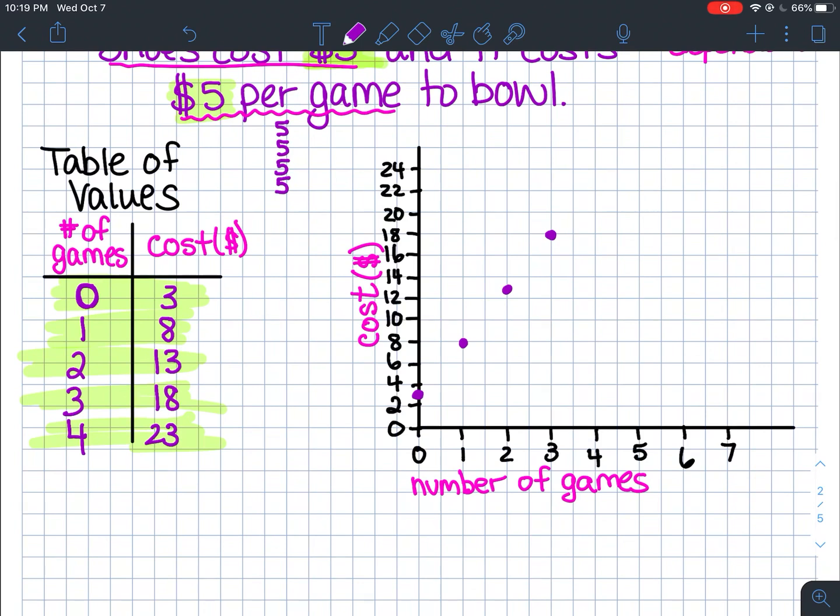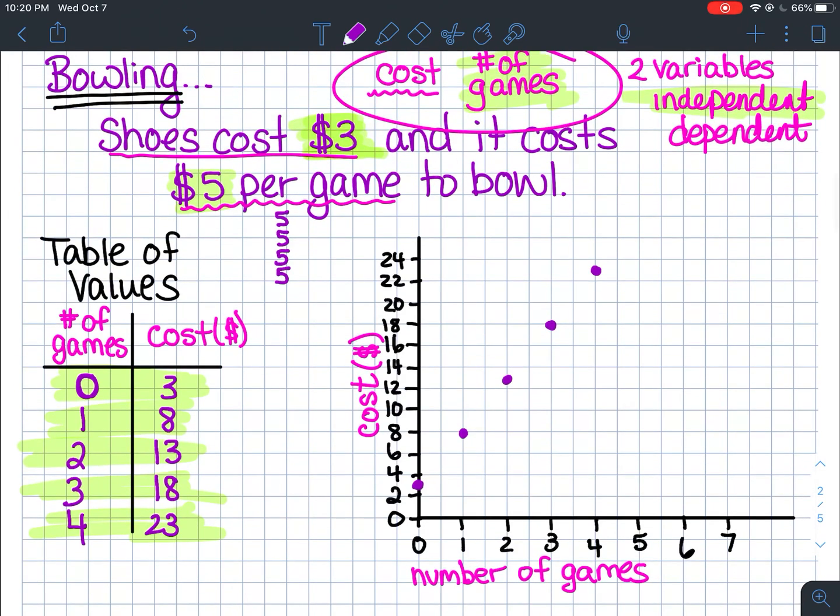So where's that? Here. Perfect. We can see our points are going right up in a straight line. In our scatter plot days, it looks like a positive correlation. As the number of games increases, so does the cost. Okay, awesome. So that's how you make a table and a graph from a scenario. A bowling scenario, we made a table and we graphed it.